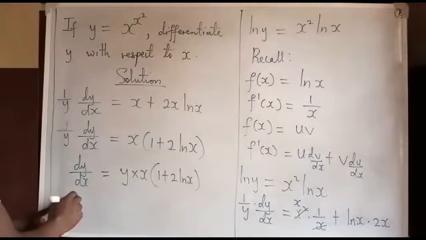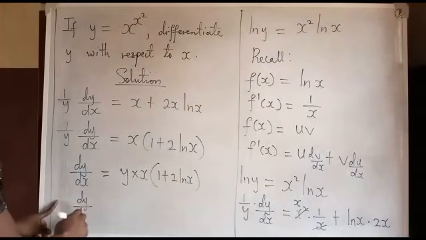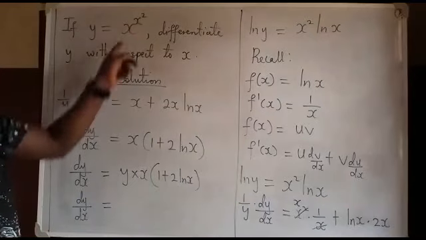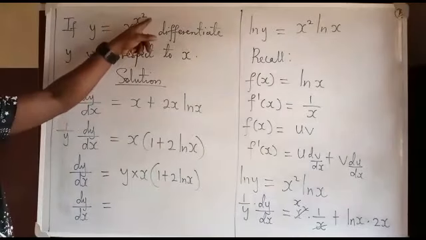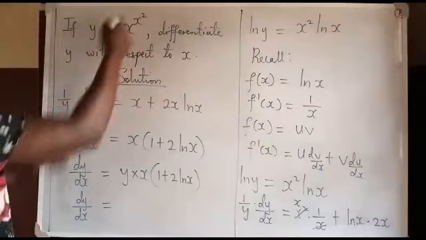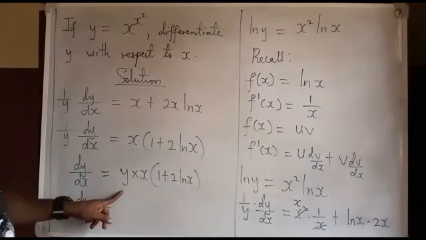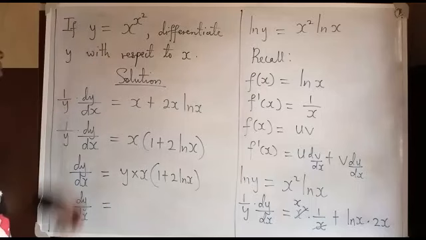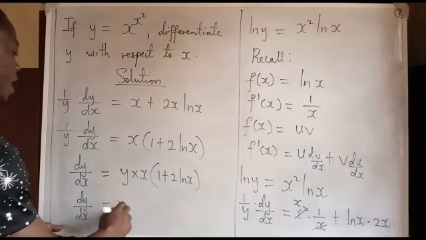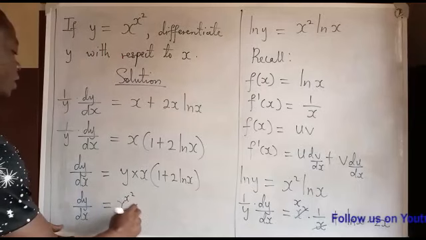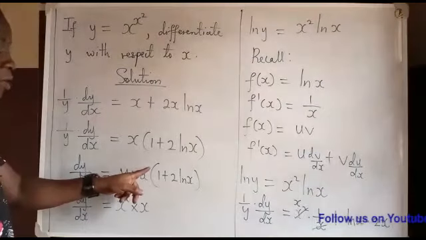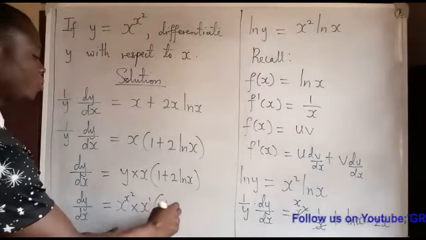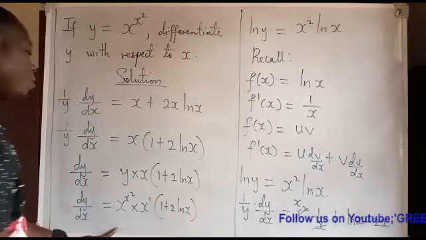Okay, so dy dx equals, you know that y is actually x raised to power x raised to power 2. So the whole of this is our y. Any place you see y, we can write this. So we substitute y with x raised to power x raised to power 2. So that will be x raised to power x raised to power 2 times x. This x is actually raised to power 1. So into 1 plus 2 ln x, we close the bracket.